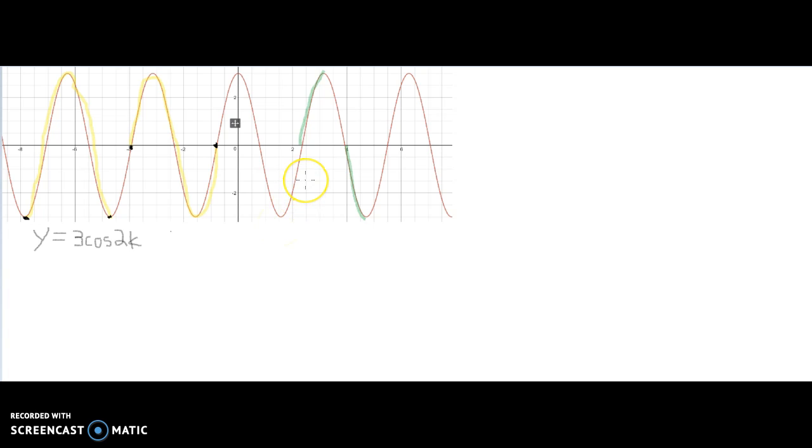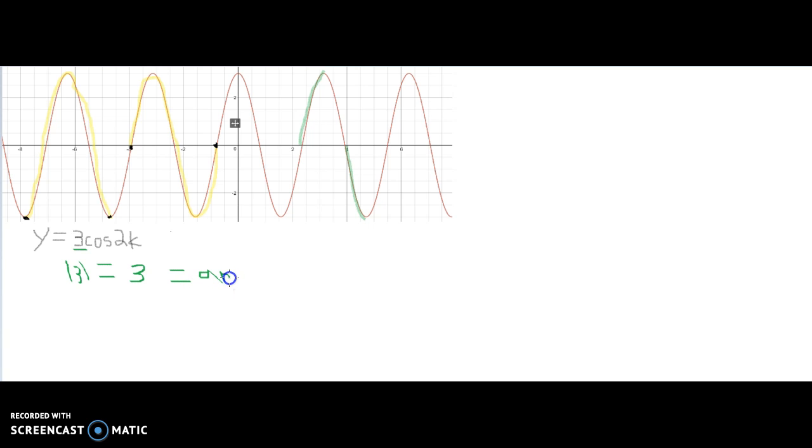So in order to determine amplitude with just the equation, you have to find the absolute value of the number multiplying the sine or cosine. And that is it. It's very simple. So you have this number right here, 3. The absolute value of 3 is 3, which means your amplitude is equal to 3.